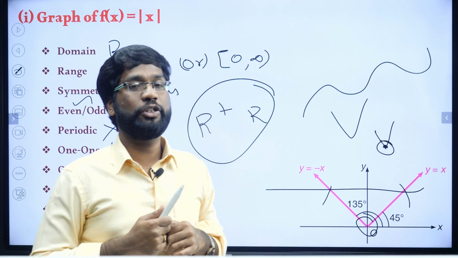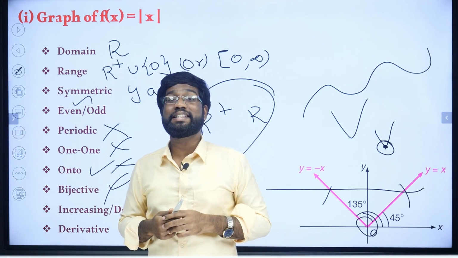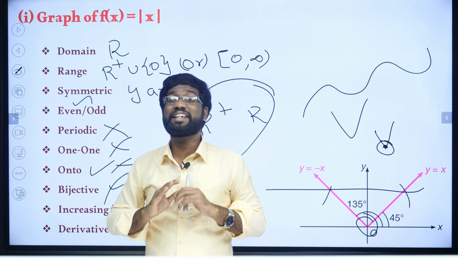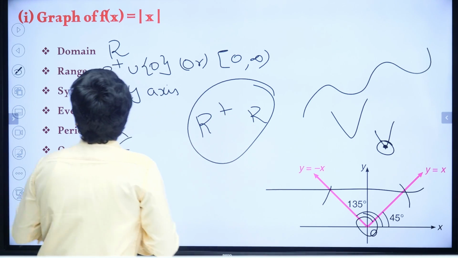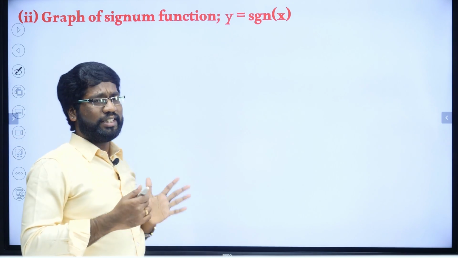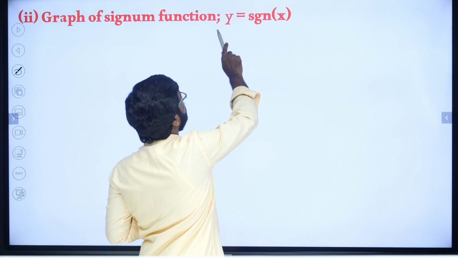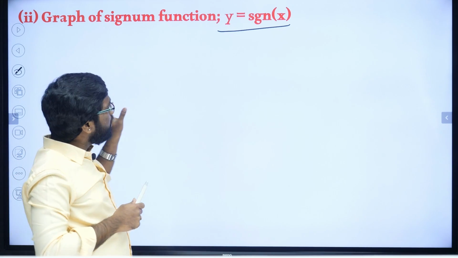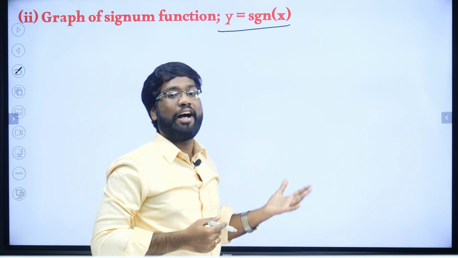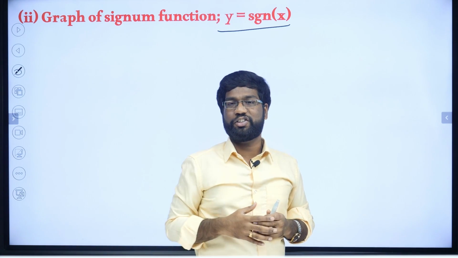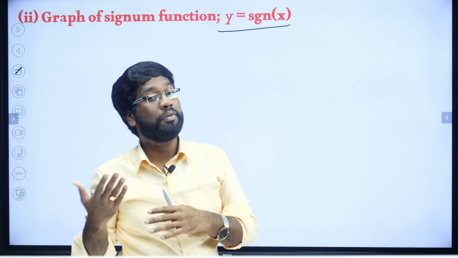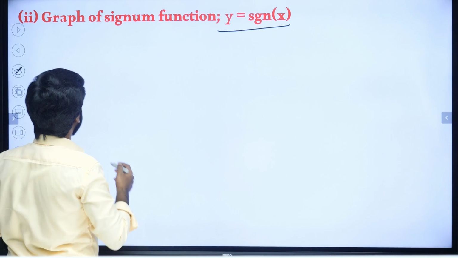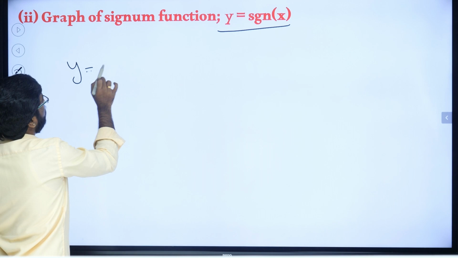Now we are going into the topic, what, my dear students? Signum function. That is going to be very easy as well as crazy, my dear students. So the graph of the signum function, y is equal to sgn of x, this is the symbol for this function. Before entering into this graph, you have to know what the signum function is. Some of you might know, some of you may not know, so for them, let me explain.